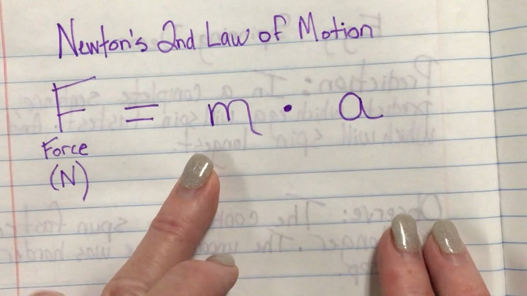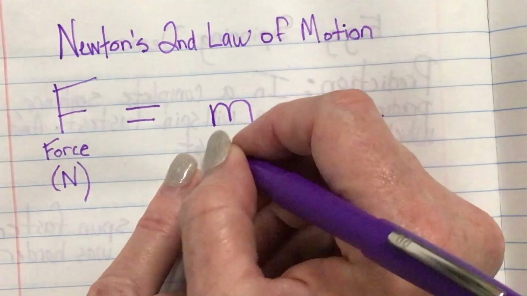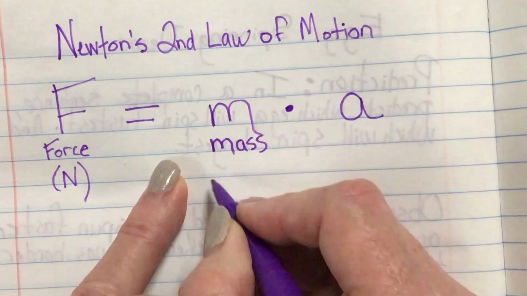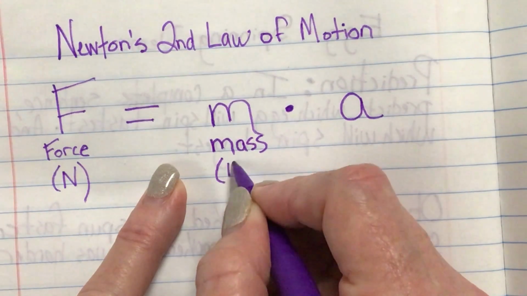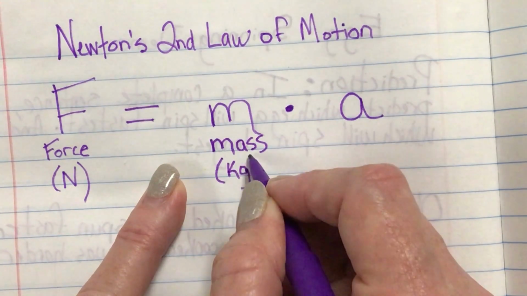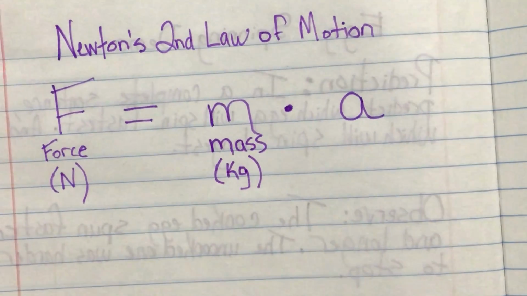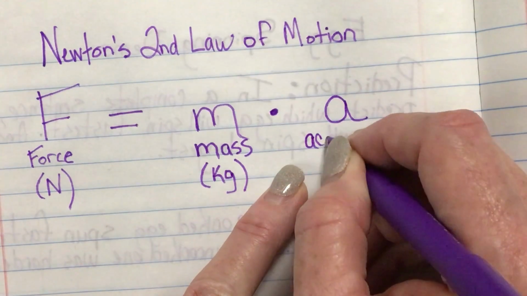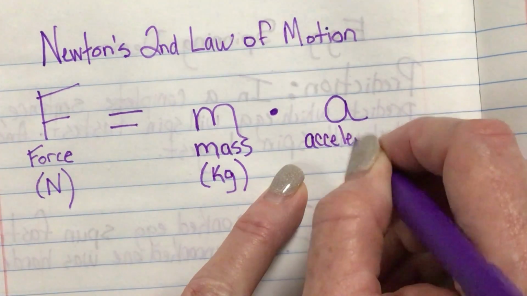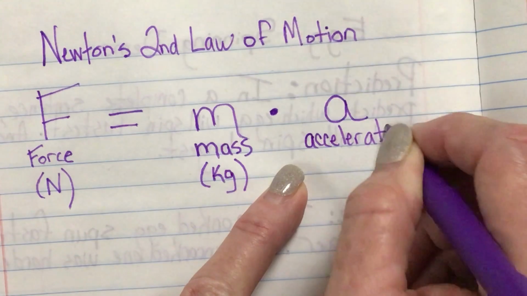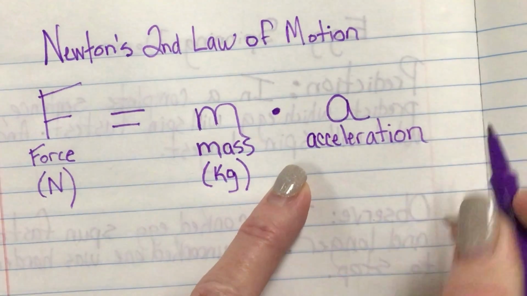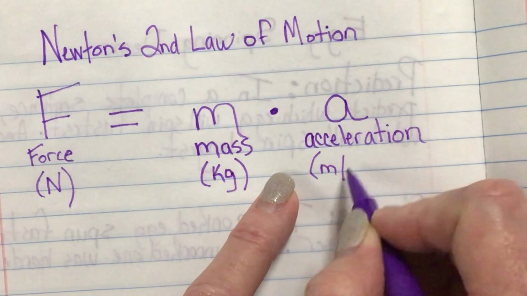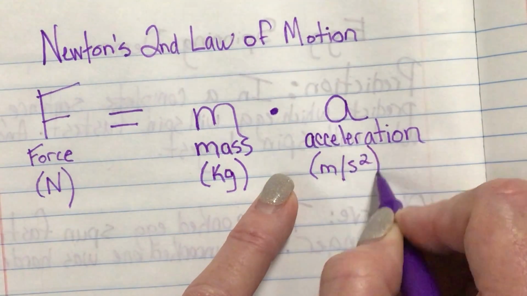Can you guess what M is? Good, it is mass, and we're going to measure that in kilograms. And then the A stands for acceleration, and we measure acceleration in meters per second squared.